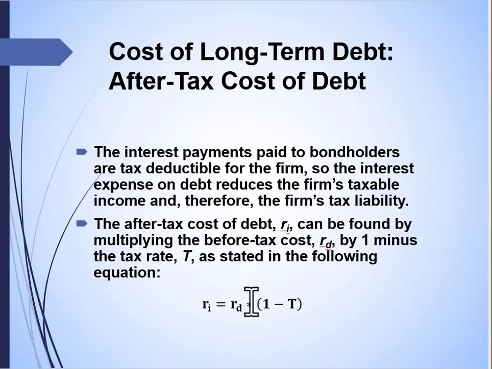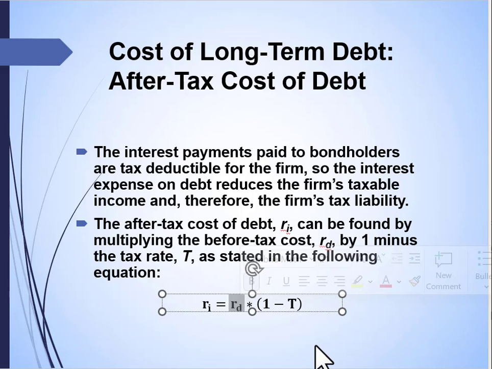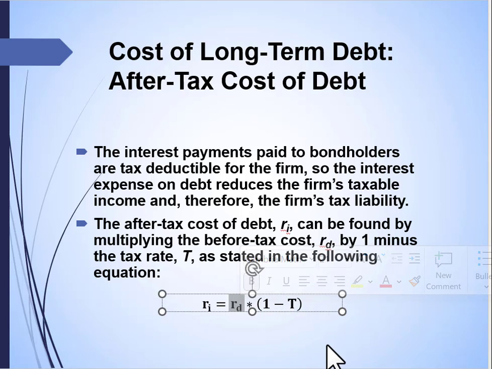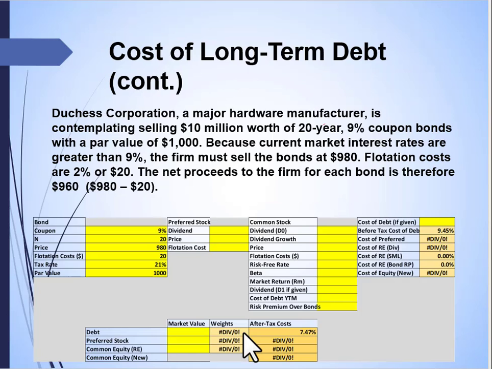So in the end, we have what? R sub D here. This is the before-tax cost. It's the yield to maturity. 1 minus T, T is the tax rate. So the after-tax cost of debt is this formula here, right? R sub D times 1 minus T. Now, how we get the R sub D, we have to incorporate sometimes the net proceeds. So there is a worksheet, and there are some formulas that you can look at that calculate this.